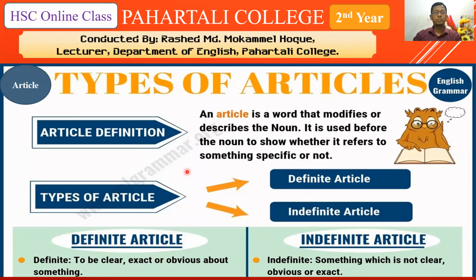So we have learned from the definition of article that an article specifies a noun, to show whether it refers to something specific or not. An article is used before a noun to show whether it refers to something specific or not. Articles are 2 types, definite and indefinite. Definite will be clear, exact, or obvious, and the indefinite is not clear, not exact, or not obvious. Okay.